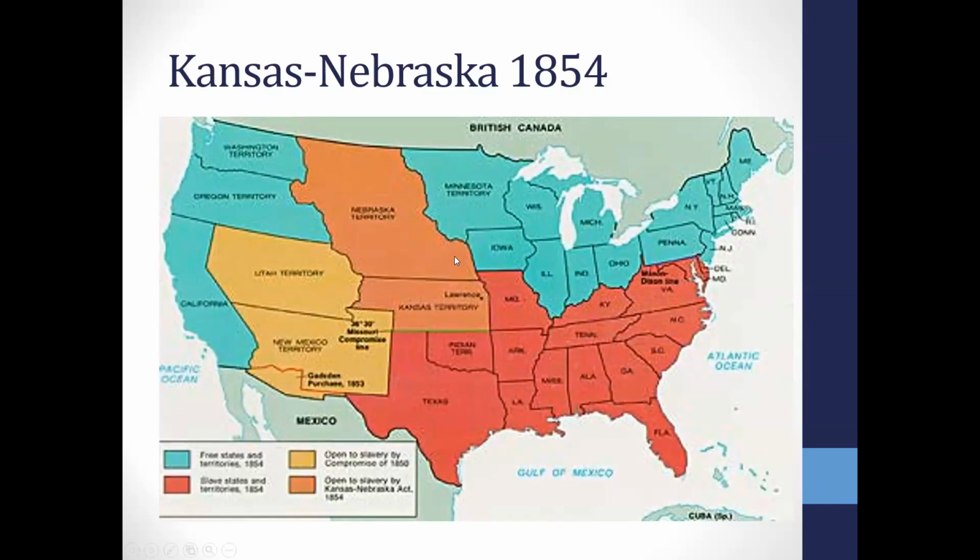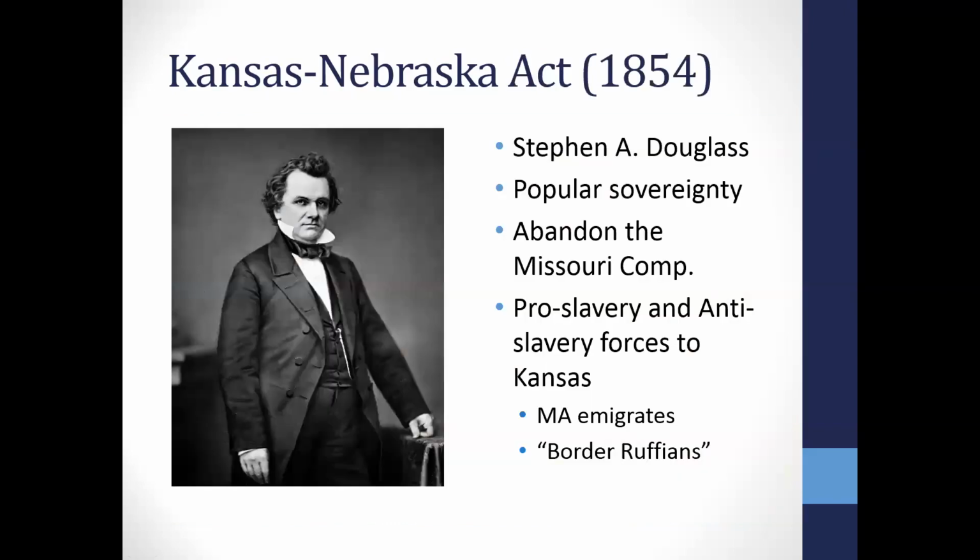And with the help of a Democratic senator from Illinois named Stephen Douglas, they get rid of the Missouri Compromise altogether, and the Kansas-Nebraska Act is the law that revokes the Missouri Compromise. What it did is it allowed for this idea of popular sovereignty to take hold, that the residents of the Kansas Territory would vote themselves whether or not that territory would become a slave state or a free state.